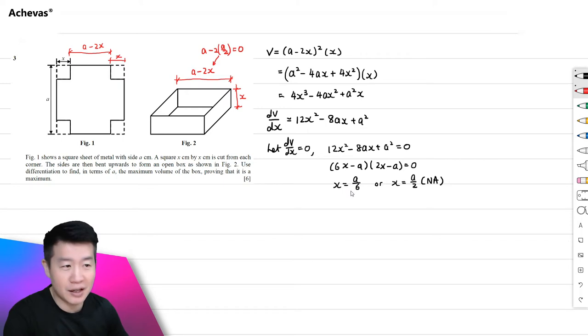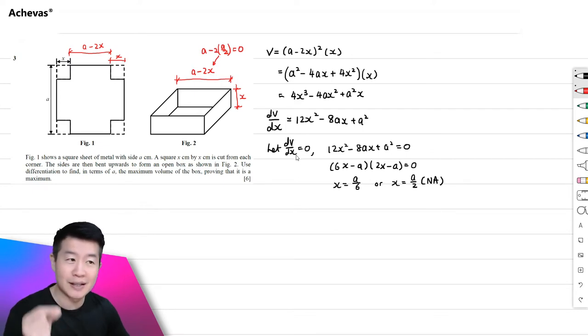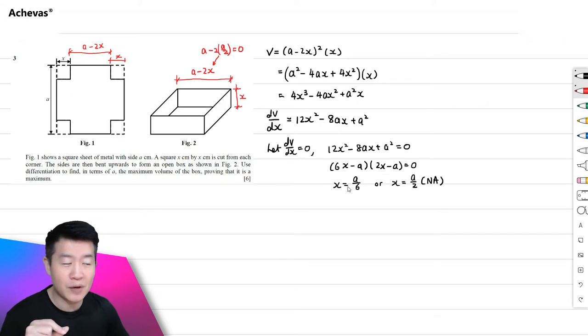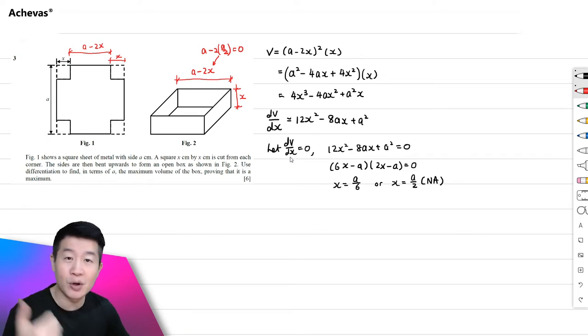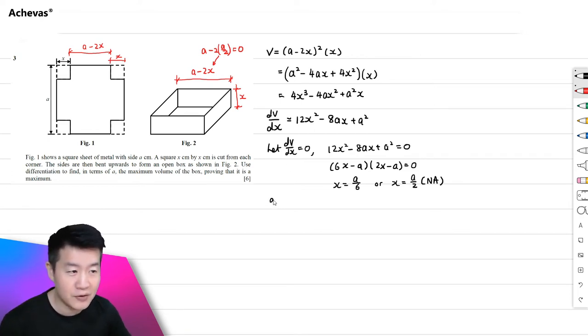And let's make sure that we check and clarify that we are getting a maximum when x is equal to a/6. This verification for maximum or minimum is necessary, because the concept that we've used so far to arrive at x = a/6 is dV/dx = 0. The concept that we are using is stationary point. So far what we have understood is that when x is equal to a/6, V is stationary, which means that it can be a maximum point, minimum point, or stationary point of inflection. Let's verify that it is none other than a maximum point.